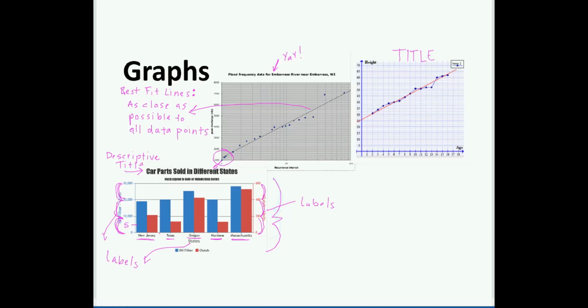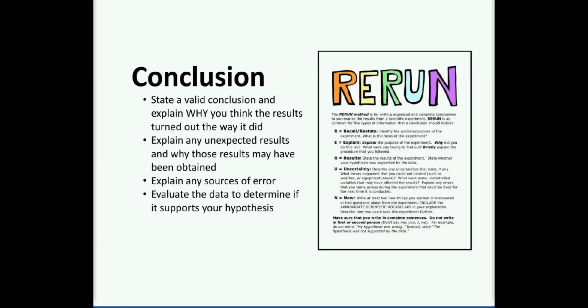Sometimes I'll see students do something like this. Obviously that's not very close to a lot of the data points. That kind of a line doesn't really make sense with this data. So these are some examples of things to look for when you're doing graphs.